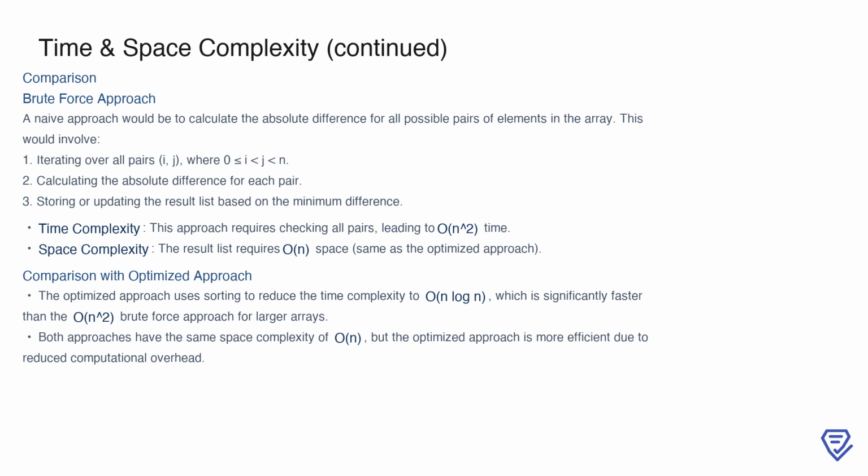In contrast, the optimized approach significantly improves time complexity to O(n log n) by leveraging sorting and a single linear traversal to find the minimum differences. Both approaches require O(n) space for the result list, but the optimized approach is much faster for larger arrays due to the reduced computational overhead. This makes it far more practical for real-world applications.